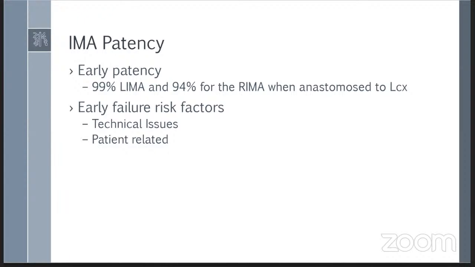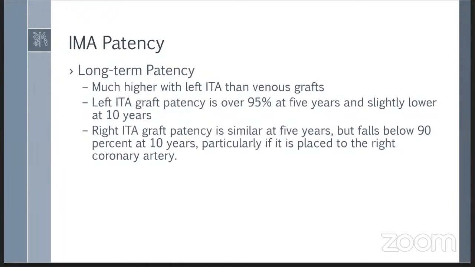flow in the bypassed vessels, especially if the stenosis is not significant, and plaquing and diffuse disease in the bypassed vessels. Regarding the long-term patency, the internal mammary artery has a much higher patency than the venous graft. The left internal thoracic graft patency is over 95% at 5 years and slightly lower at 10 years. The right internal thoracic artery graft patency is similar to the left at 5 years, but it falls below 90% at 10 years, especially if it's placed on the right coronary artery.